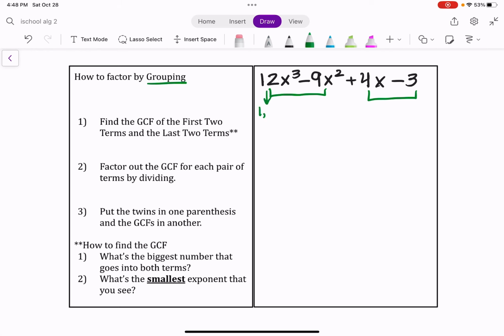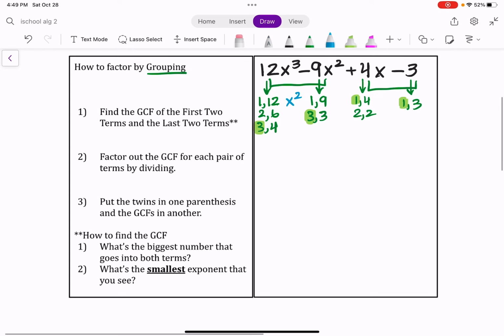So numbers that go into 12 are those, right? Numbers that go into 9 are 1 and 9, 3 and 3. The biggest number that goes into 12 and 9 is 3. And then for exponent-wise, the smaller of the 2 exponents is x squared, right? And then for 4 and 3, factors of 4 are 1 and 4, 2 and 2. Factors of 3 are 1 and 3. So obviously the biggest number in both of the lists is 1. And the 3 doesn't have an x. The 4 does have an x, so I can't take out any x's.